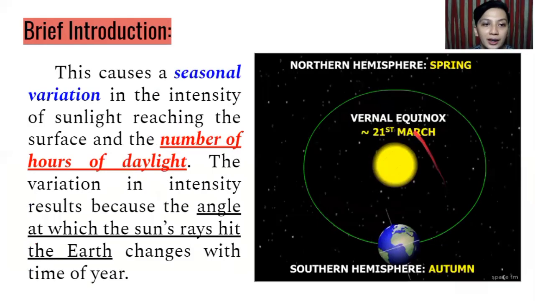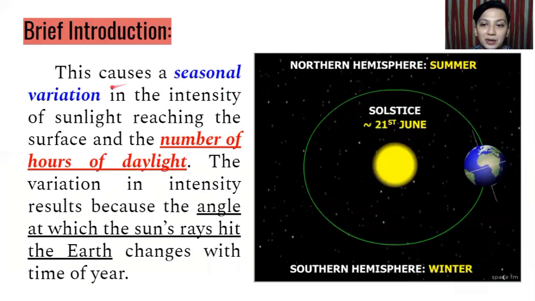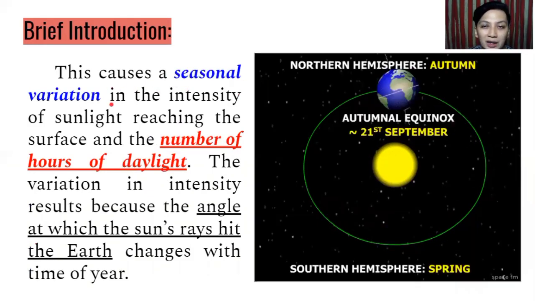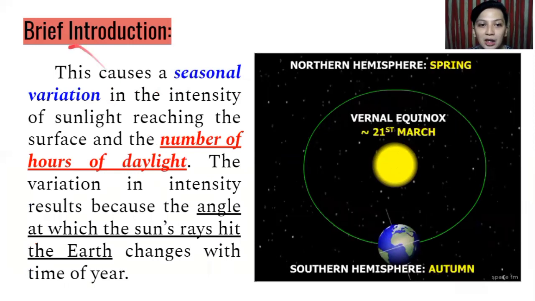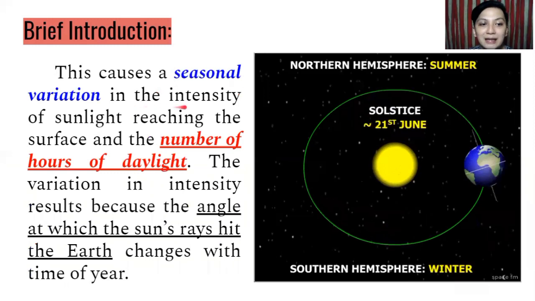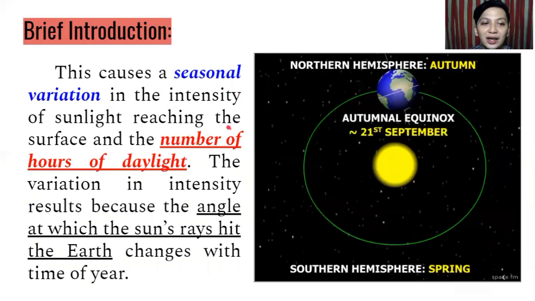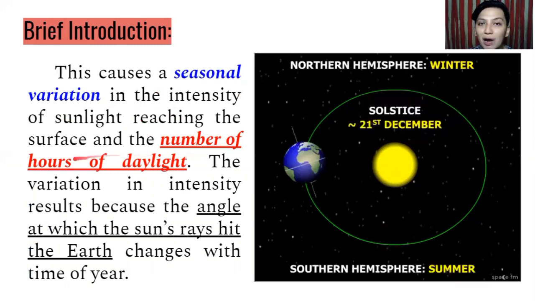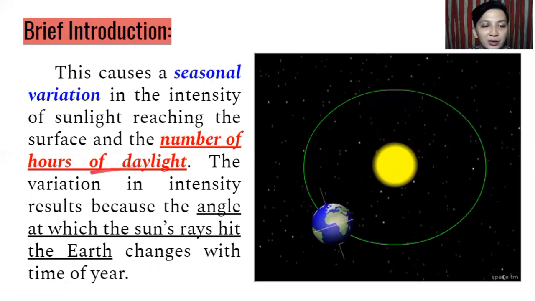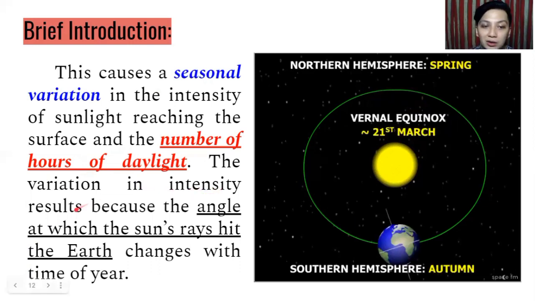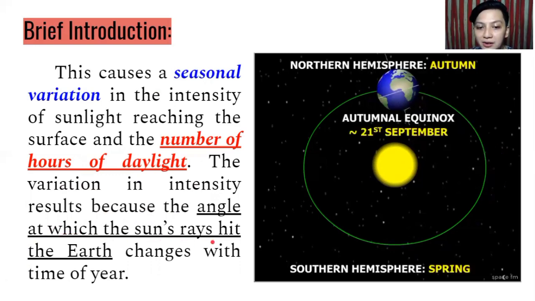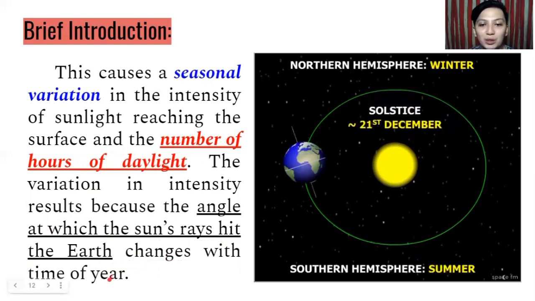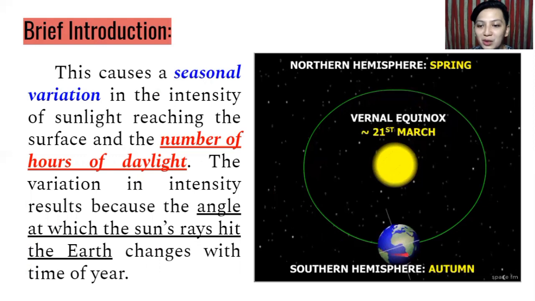And next, this causes a seasonal variation. That's why seasonal, it means it changes from time to time. So this is because of the intensity of sunlight reaching the surface and the number of hours of daylight. The variation in intensity results because the angle at which the sun rays hit the earth changes with time of the year. I want you to look at this one.